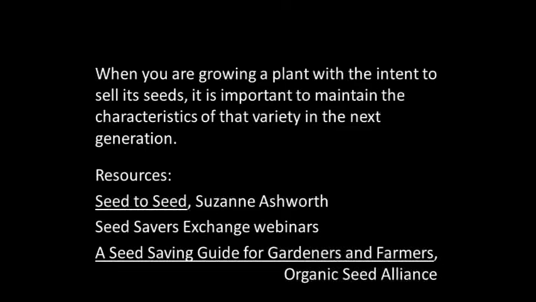They're all posted online. Seed to Seed is sort of the seminal publication on seed saving and preventing cross-pollination between varieties, written by Suzanne Ashworth, and a free publication that's really excellent as well, that we always refer to, is the Seed Saving Guide for Gardeners and Farmers. It's published by the Organic Seed Alliance and it's available on their website for a free download.